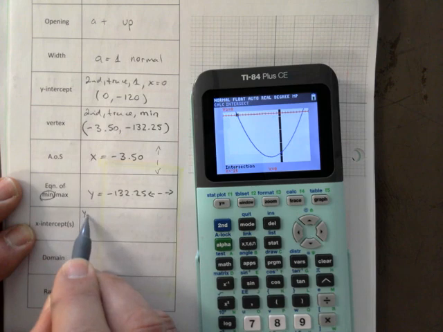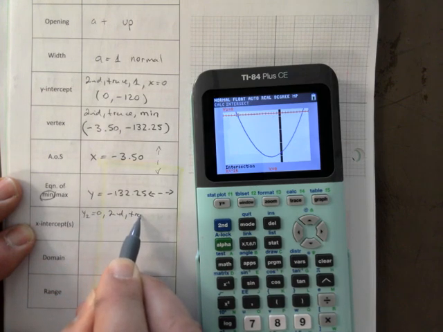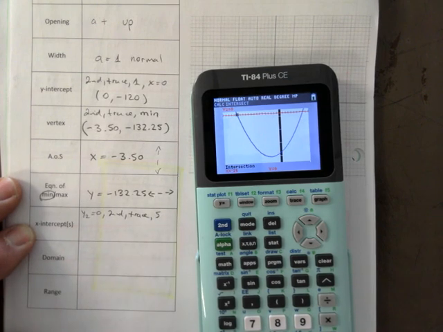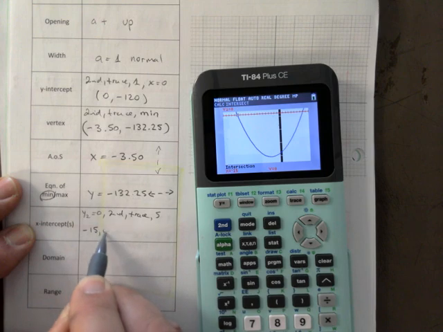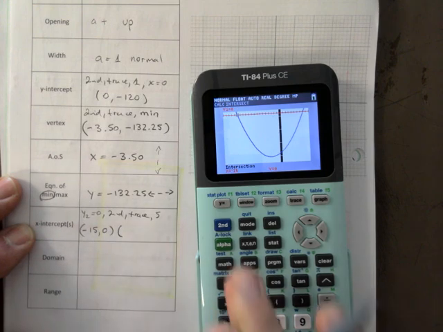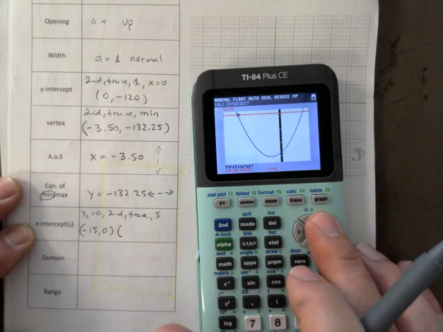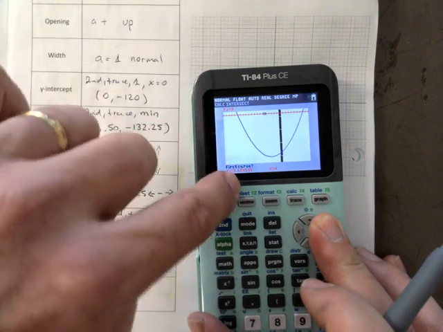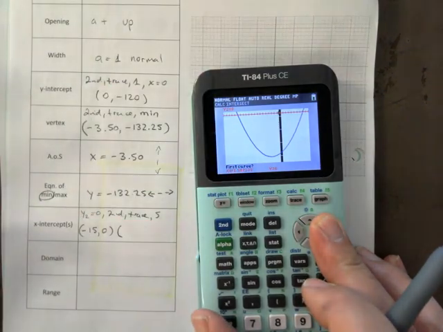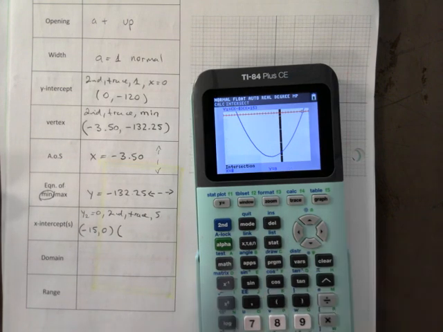So I'm just going to tell myself y2 is equal to 0. Second trace 5. So I get -15, 0. And then we're going to find the other one. I'm going to go arrow up or down to jump to the red line. Notice that everything is red now, all the numbers. That means you're on the red line. That's important because sometimes you don't see it. Enter, enter, enter. And that's 8, 0.